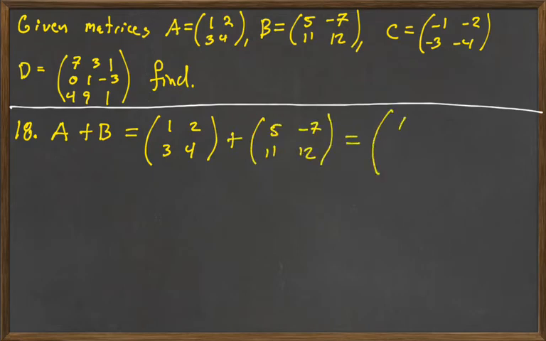Okay, so 1 plus 5 is 6. 2 plus -7 is -5. 3 plus 11 is 14. And 4 plus 12 is 16.